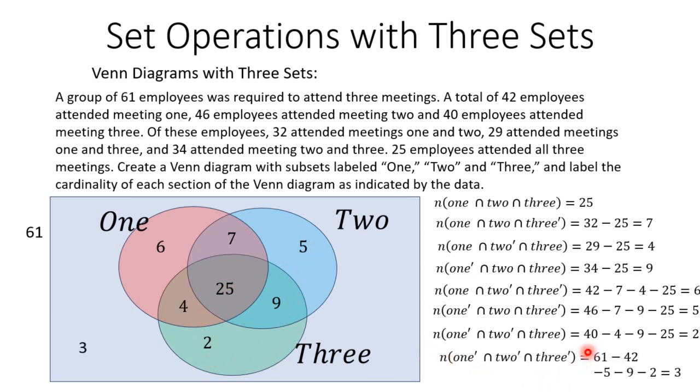I'm going to take the 61. I'm going to subtract the 42 that went to meeting 1. Subtract the 5 that went to 2 only. Subtract the 9 that went to 2 and 3. And subtract the 2 that went to only 3. And that leaves 3 people that went to no meetings at all. So there are 3 people that did not attend a single meeting.